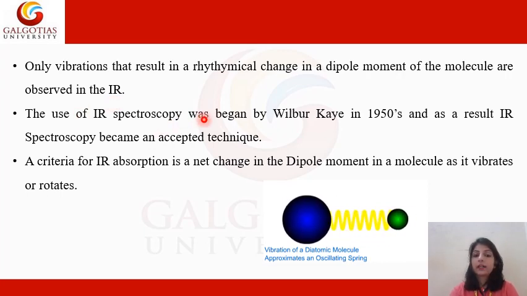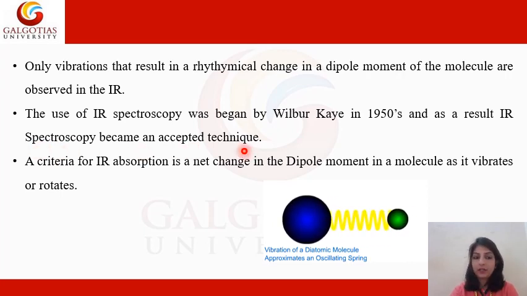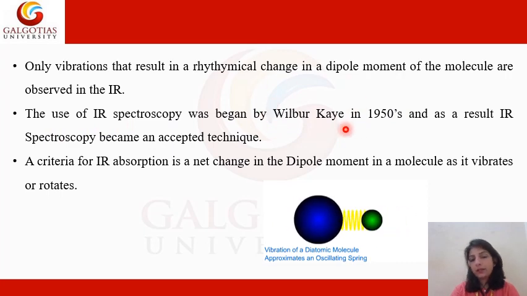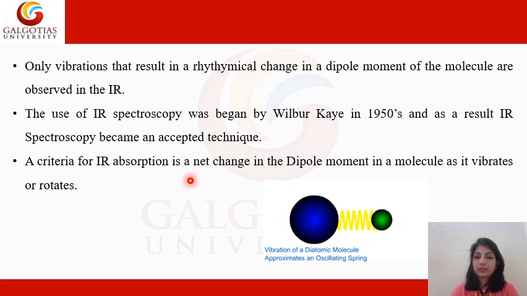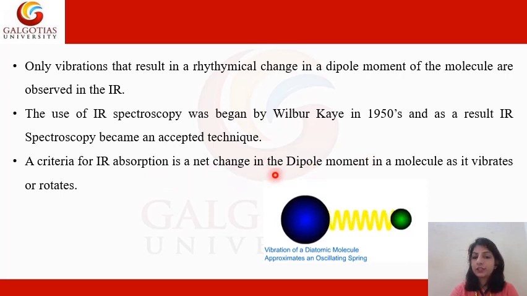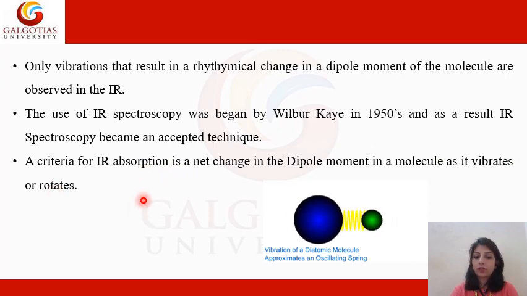The use of IR spectroscopy was begun by Wilbur K. in 1950s, and as a result, IR spectroscopy became an accepted technique. So first it was started by Wilbur K. in 1950s. A criterion for IR absorption is that there should be a net change in the dipole moment in a molecule as it vibrates or rotates.